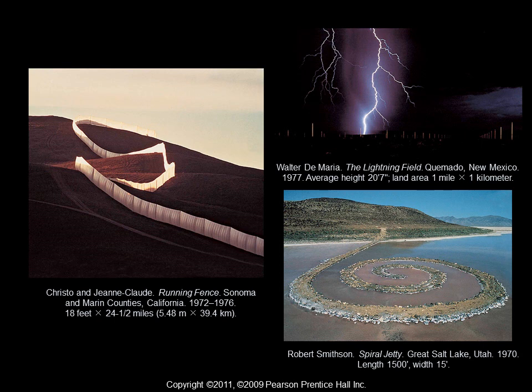On the lower right-hand side, we have Robert Smithson's Spiral Jetty from the Great Salt Lake in Utah in 1970. This was never meant to be permanent, just to be worked with the earth and have whatever happened that might happen by Mother Nature. This goes through phases of being covered and uncovered at times.